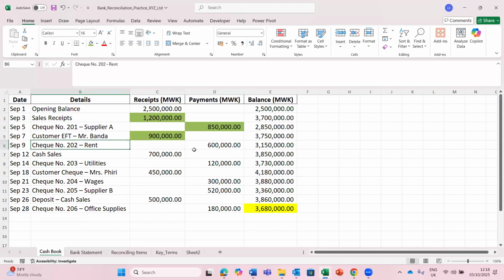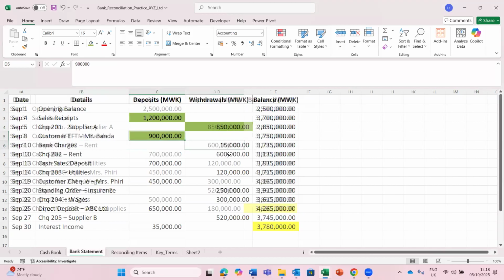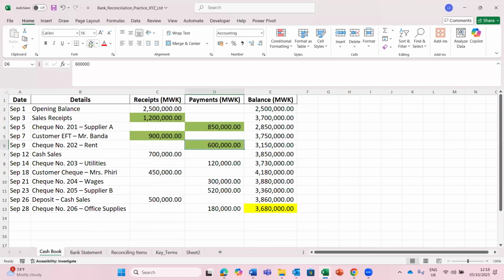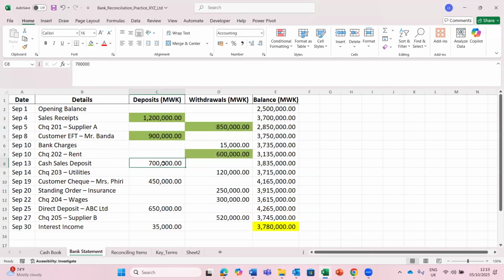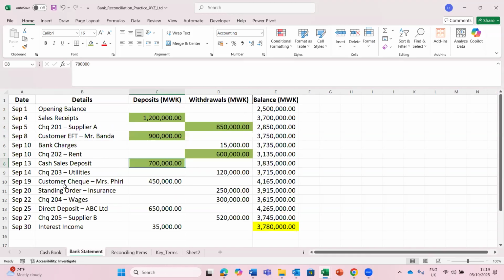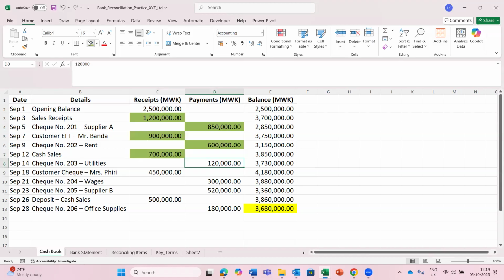We have check number 202, 600,000. Here, check number 202, 600,000. Yes, I'll give it a green, and also this one. We have cash sales 700,000. Let's see here. Cash sales 700,000. That's a deposit. Yes, I'll give it a green, and here again a green. We have check number 203, 120,000. Here check number 203, 120,000. Yes, I'll give it a green, and here also a green.